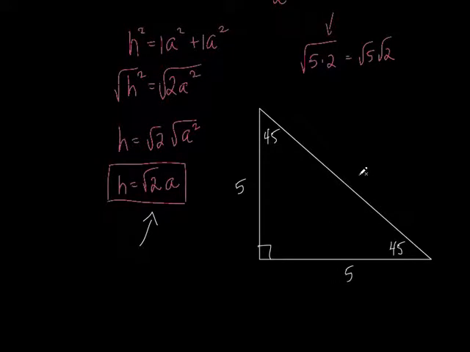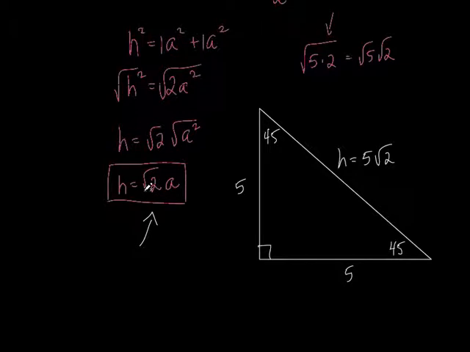What about the hypotenuse? The hypotenuse isn't even much more difficult than that. How do we find the hypotenuse? Look at my formula. Hypotenuse is equal to what? The square root of 2 times one of these legs. Well, what is one of my legs now? 5. So what's my hypotenuse? It's 5 times the square root of 2.